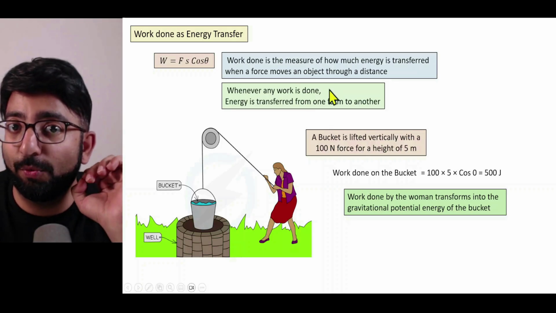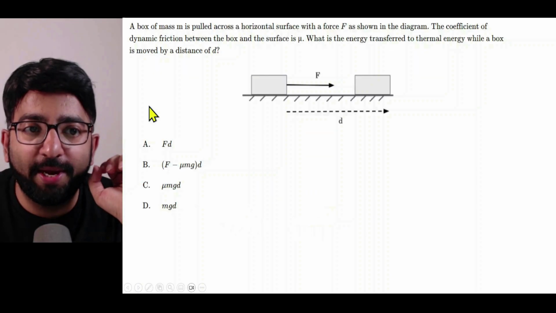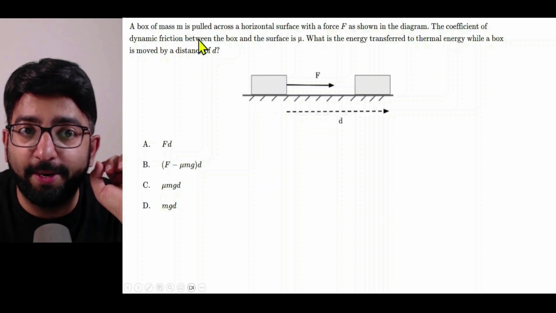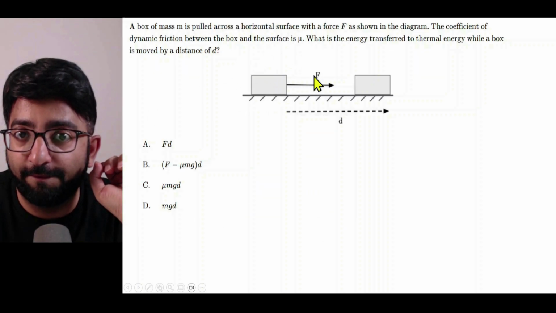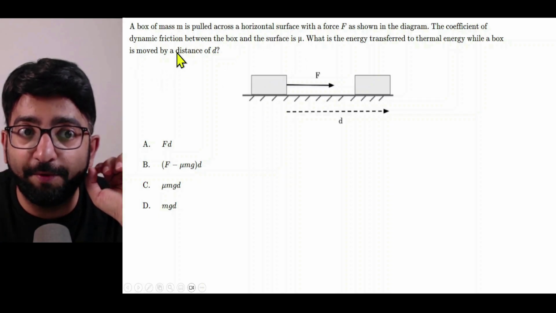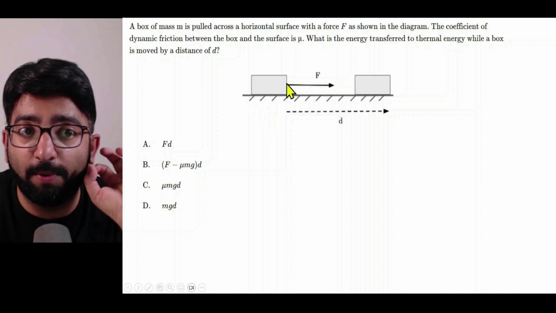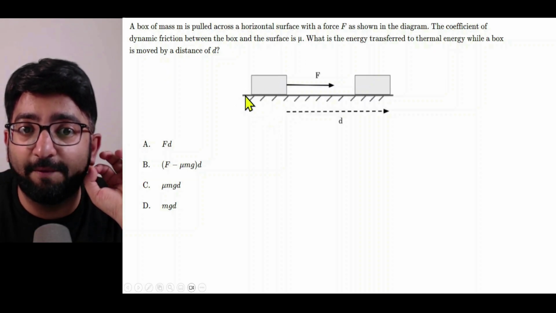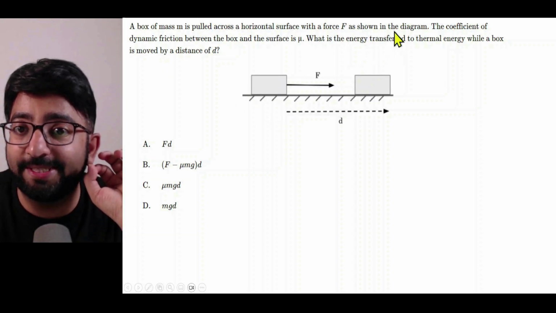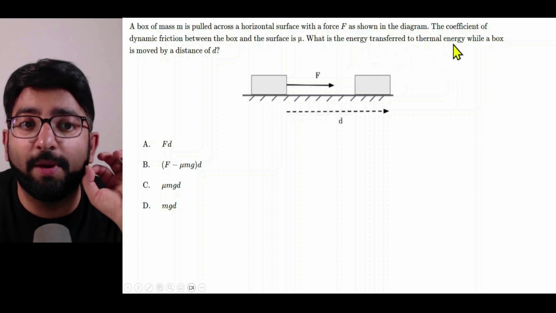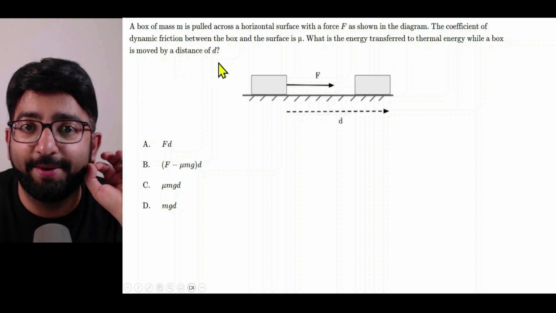Let's try to solve another question based on this logic. So here we have a box of mass m. It is being pulled across a surface with a force F. The coefficient of dynamic friction is given, which means the surface on which the block is moving is rough. So we have friction. And the question is, what is the energy transferred to thermal energy while a box is moved by a distance d?